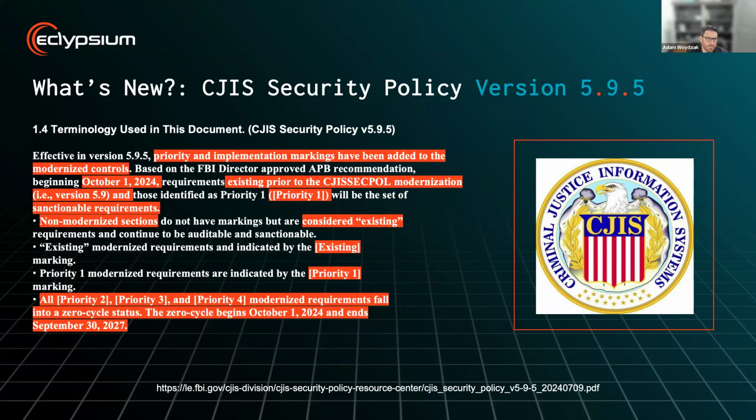These were defined as sanctionable requirements as of October 1, 2024. We're now on the back side of that, and all these things should be in place. Other priorities are priority 2, 3, and 4. They all fall into the same category, what's known as a zero cycle. This began at the beginning of October as well, and it ends September 30th, 2027. So you have almost 3 years at this point still to address those items. This should help you figure out what you should address in what order and what priority to assign to those things.